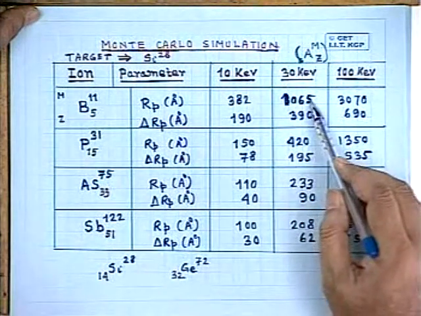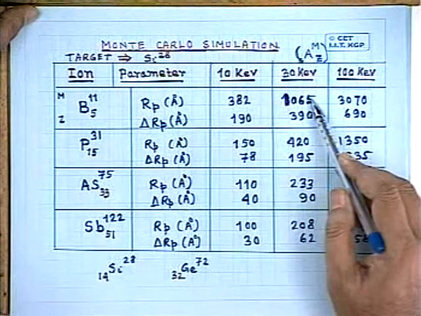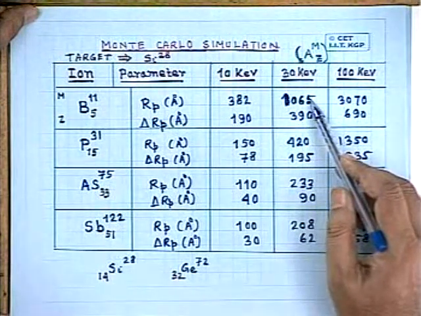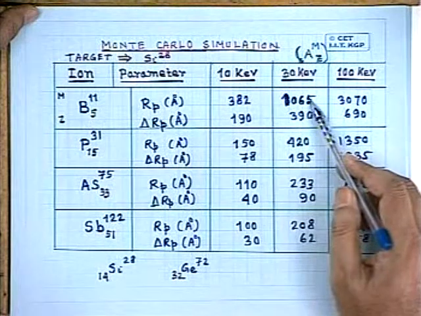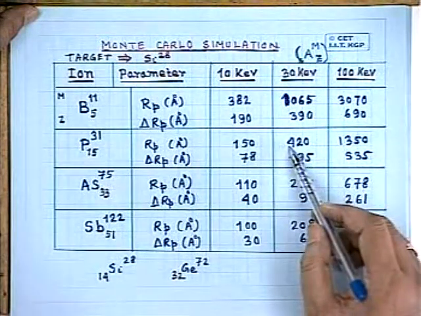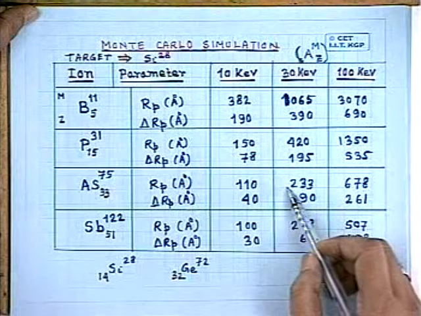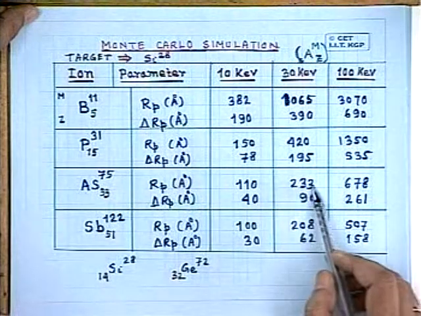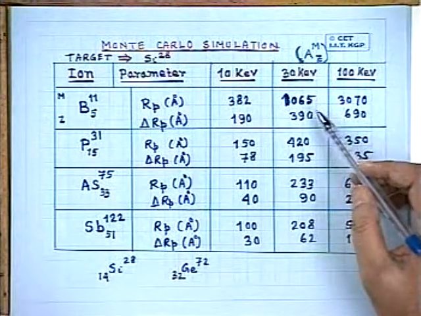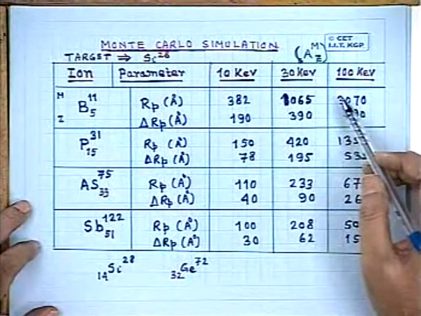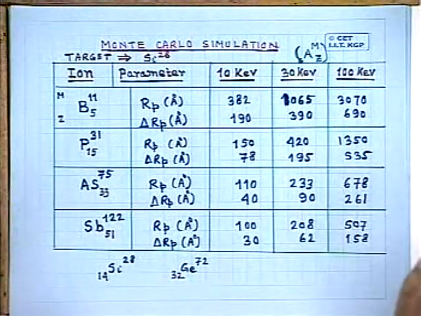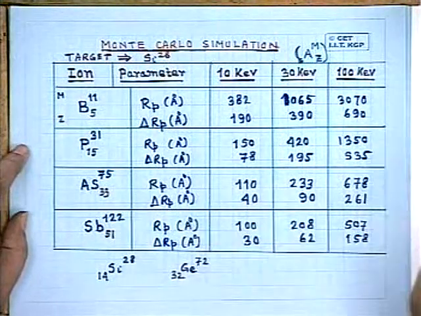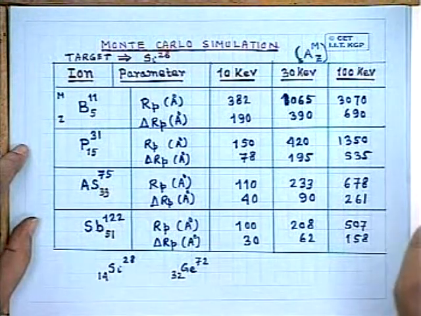So 1065 angstrom is how much in microns? 0.1 micron. So here you are getting 0.1 micron, here 0.04 micron, here 0.02 micron, here 0.0208 and 0.0233. Now, what is Rp? You remember Rp is the peak concentration. From the surface, at Rp depth, you will have the peak concentration. That is Rp. If you remember the curve, the profile, LSS theory, isn't it?